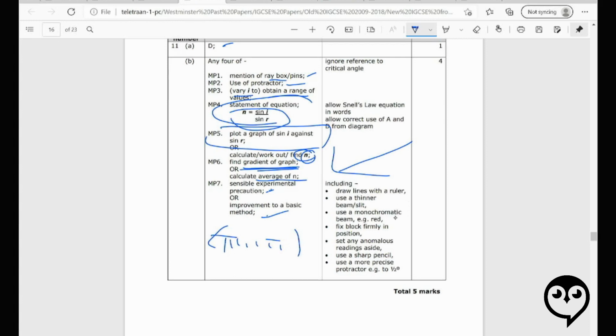Okay, you could talk about a lot of other things, using a ruler to link your pins or the dots you made to trace. Make sure it's a thin beam, make sure it's monochromatic, sharp pencil, all of these types of things. It's a very straightforward experiment. This should be an easy question for you, hopefully.